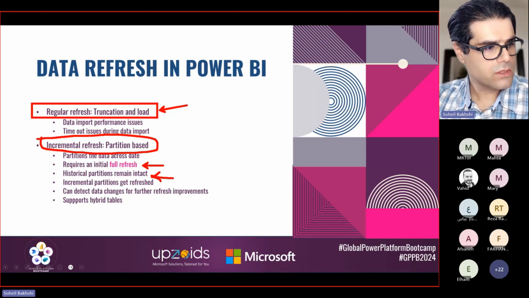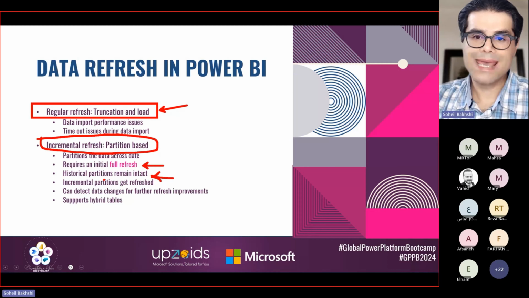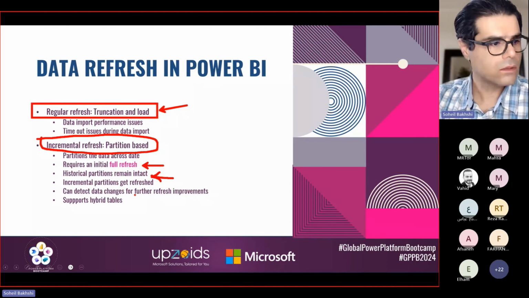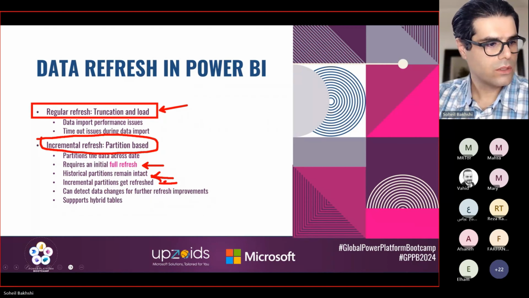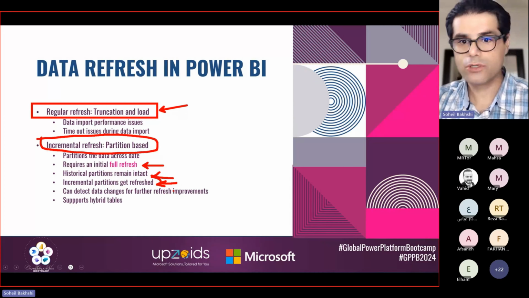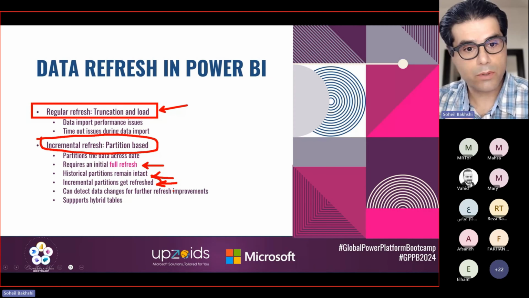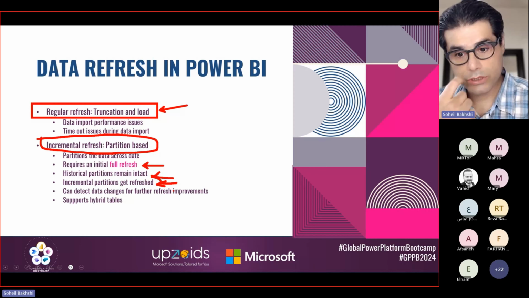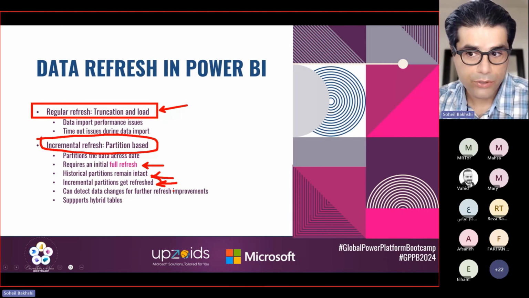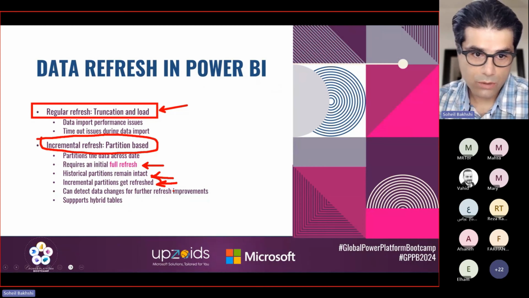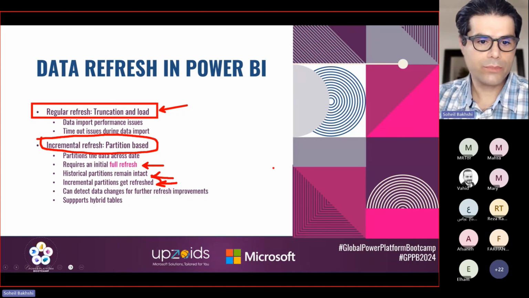We have two types of partitions. We have historical partitions, which will remain intact after the first data load, so they are not going to change at all. The second type or category of partitions are incremental partitions, which will get refreshed after the first initial refresh. So we publish our data model into Fabric. We refresh it for the first time, so it creates partitions and populates the partitions with the data. After that point, whatever refreshes happen, the historical partitions remain intact and incremental partitions will get refreshed.